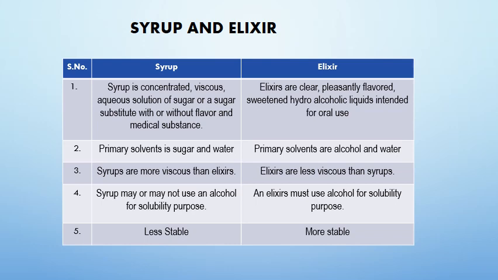Syrups. The primary solvents used here are sugar and water, but in case of elixir, alcohol and water are used. Syrups are more viscous as compared to elixirs, but elixirs are less viscous. Syrups may or may not use alcohol for solubility purposes, but elixir always uses alcohol for solubility purposes. Syrups are less stable, elixirs are more stable.